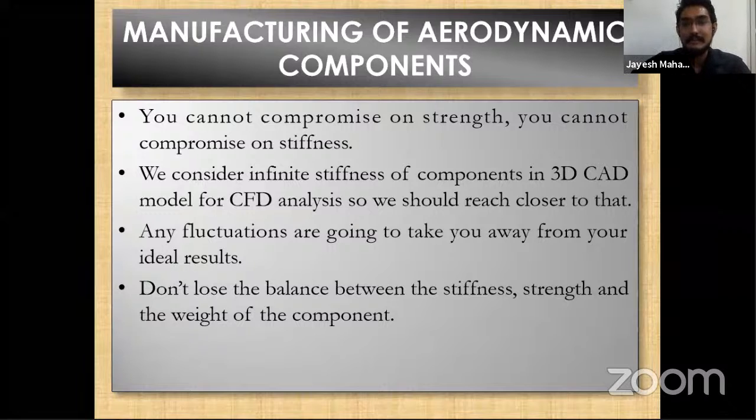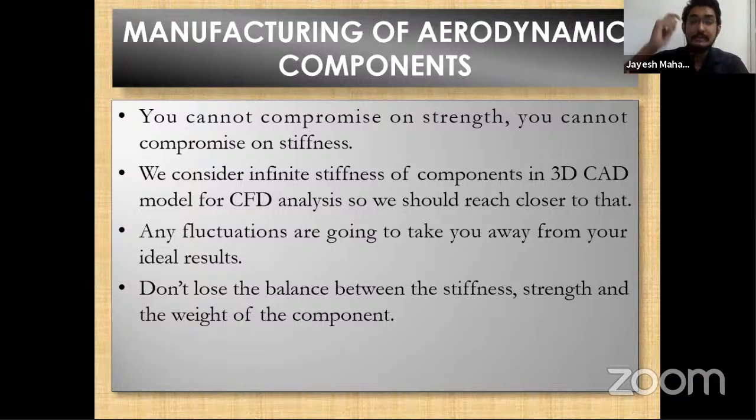Okay, everything is needed over here, because when we do CFD analysis of aerodynamic components, we consider all the parts to be infinitely stiff, right? We are not considering whether it is going to bend or not. So ideally you should be putting a component on the car which is highly stiff. It should not bend at all. But obviously in the real case scenario, it is not possible, so we tend to reach that stage. So any fluctuations are going to take you away from your ideal results.